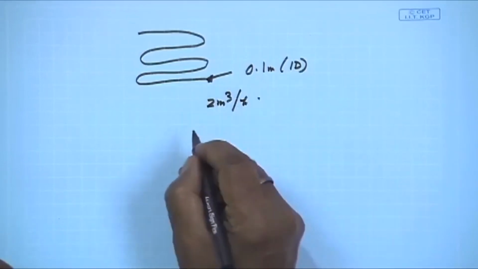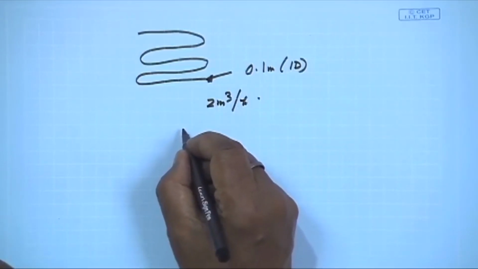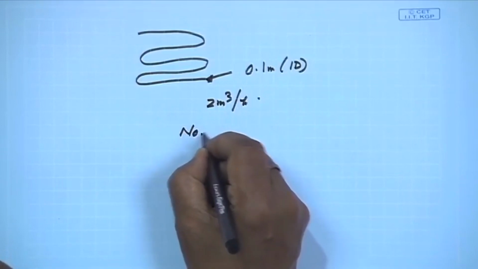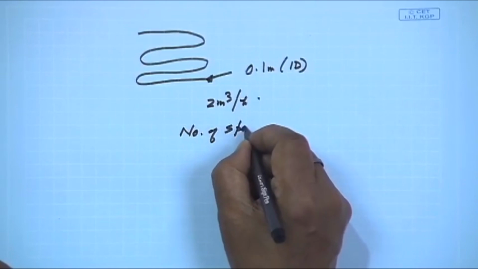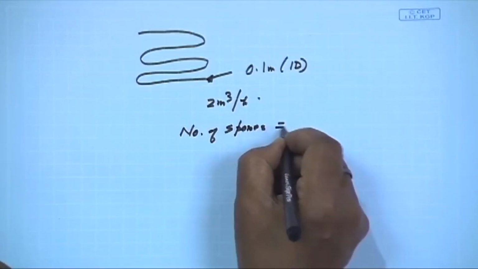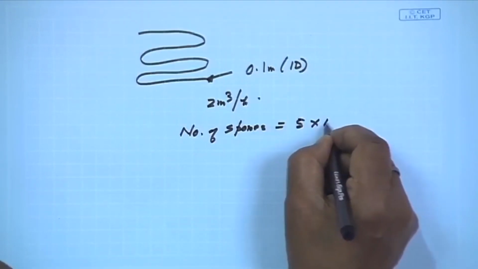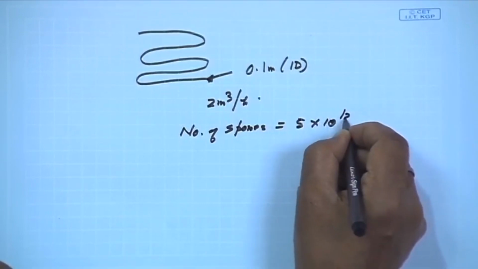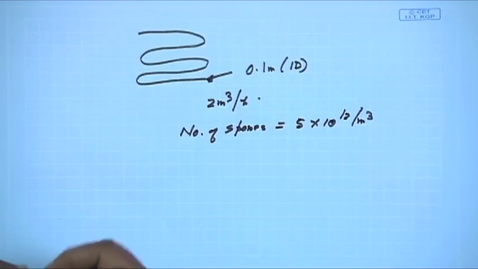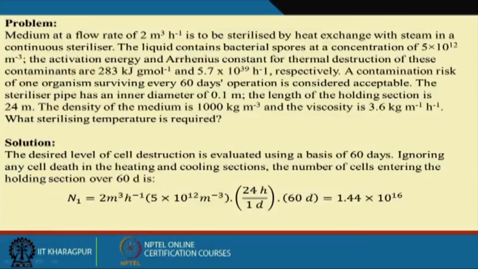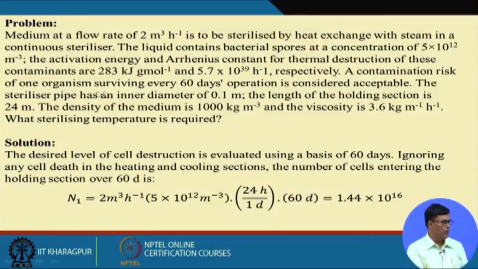The media contains bacterial spores, about 5 into 10 to the power 12 per cubic meter. Am I right? Now activation energy is given. The contamination, this is very important: a contamination risk of one organism surviving in 60 days operation is considered acceptable.